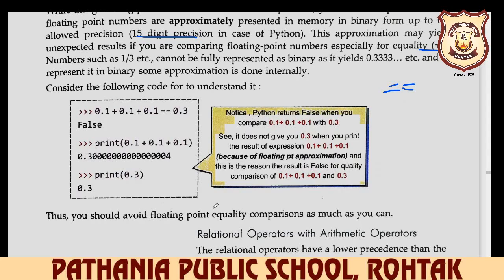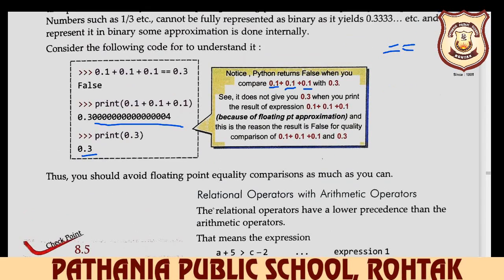Why? Python returns false when you compare 0.1 plus 0.1 plus 0.1 with 0.3. It does not give you 0.3 when you print the result of the expression 0.1 plus 0.1 plus 0.1, because of floating point approximation, and this is the reason the equality comparison is false. Its answer is 0.30004, so we write that the answer is false. Print 0.3 only displays 0.3. Thus you should avoid floating point equality comparison as much as you can.